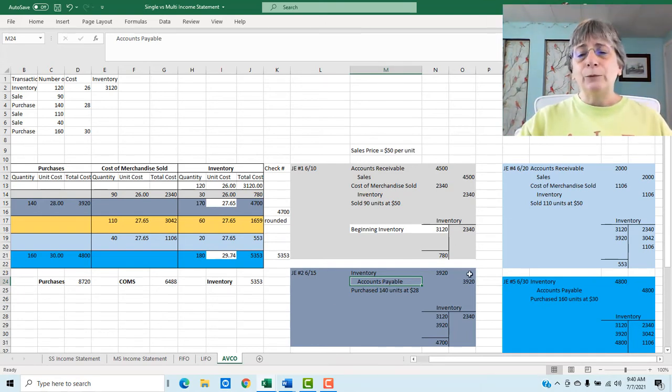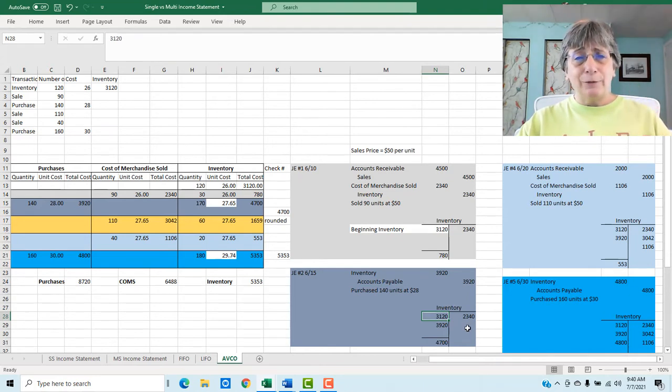In our T account, now we've got our $3,120 of beginning inventory. We have our previous transaction where we reduced inventory by $2,340 when we sold it to our customer, and now we are increasing our inventory by $3,920, giving us an ending inventory amount of $4,700.